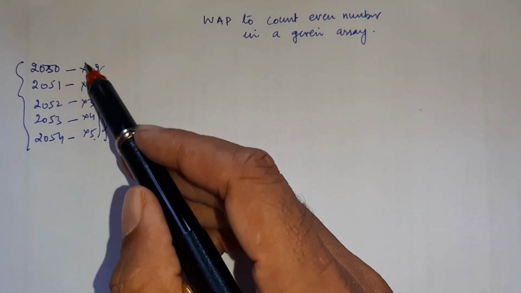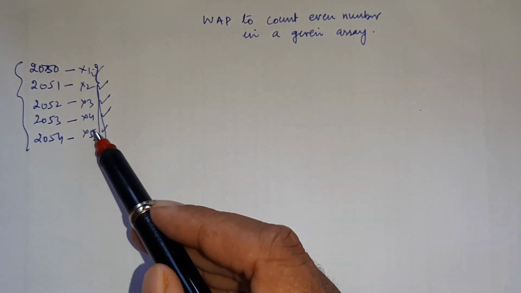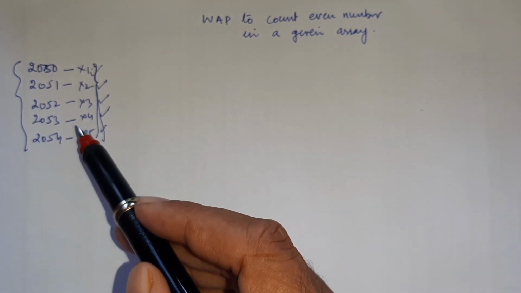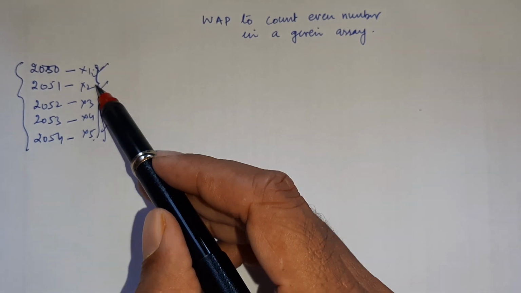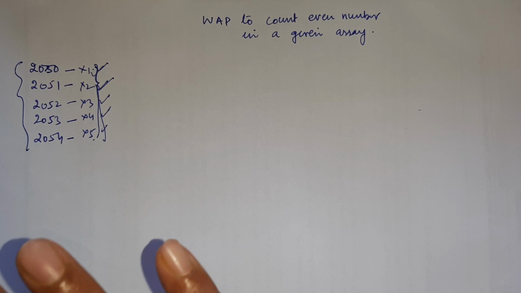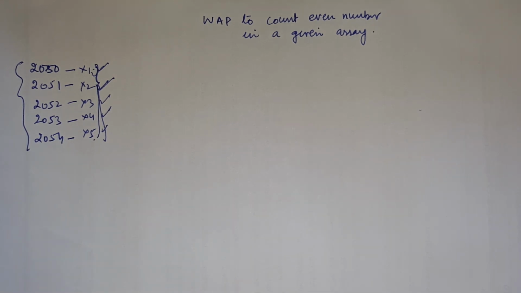Here you can see 5 numbers are given: x1, x2, x3, x4, x5, and we have to check how many even numbers are present. Means x1 is even or odd, x2 is even or odd. Suppose there are 3 even numbers, then we have to count 3 even numbers. Okay. So what is the concept?